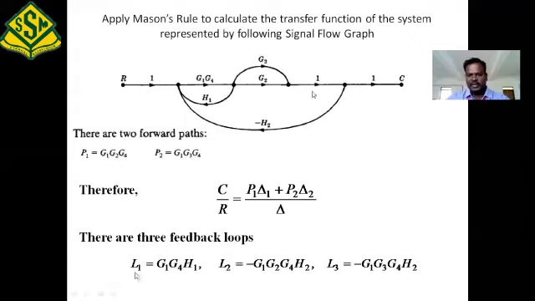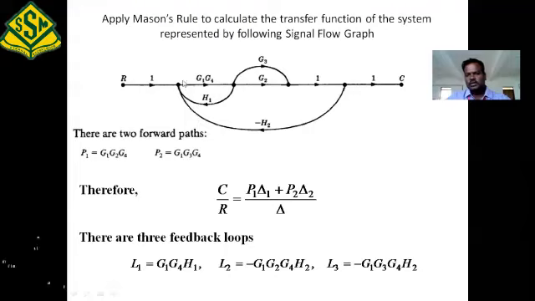Next, individual loop 2. The bigger semicircle starts here, goes through various nodes, and again comes to the same node where it started. Multiply all the gains: G1, G4, G2, 1 and minus H2. Rewrite this in the proper order: minus G1, G2, G4, H2. So this is L2. Next, L3. L3 goes this way through G3. It starts here, G1, G4, goes through G3, 1 and minus H2. So this way you can.